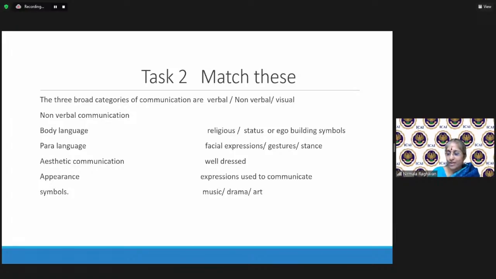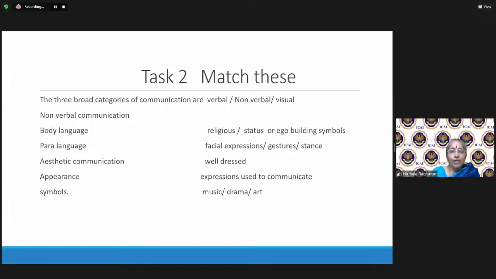I'm sure all of you must have done. Okay, now I'm going to call out answers. You correct them in your notebooks, and after that, you post in the query box how many you got right.